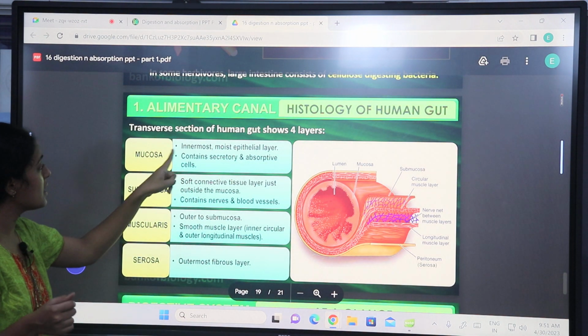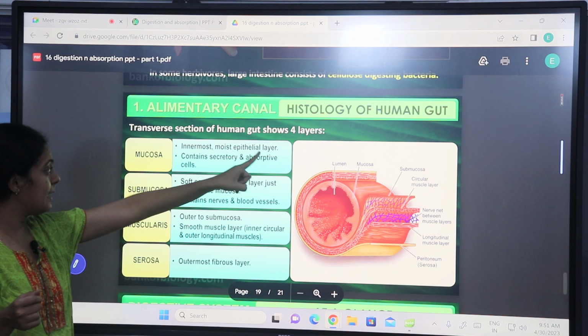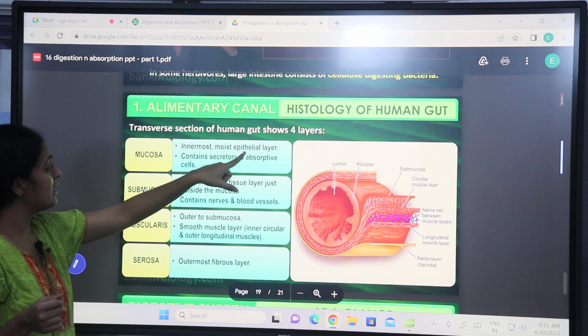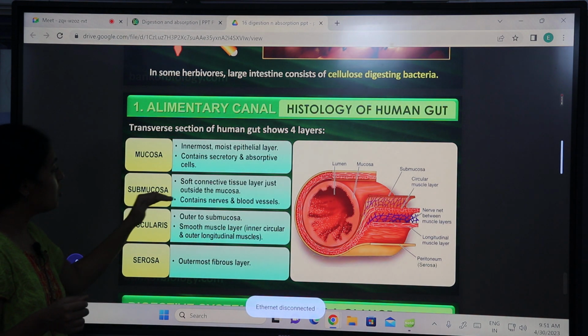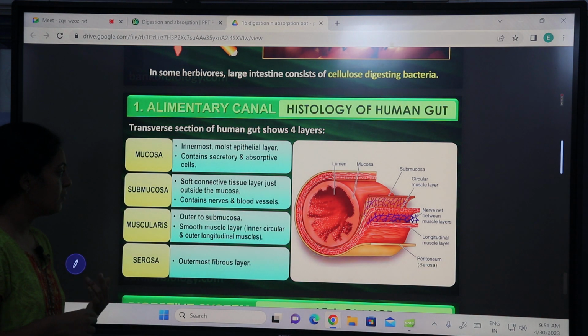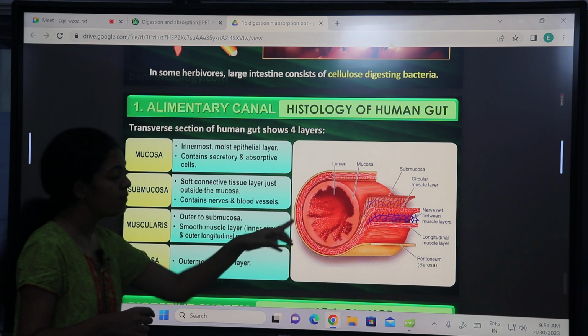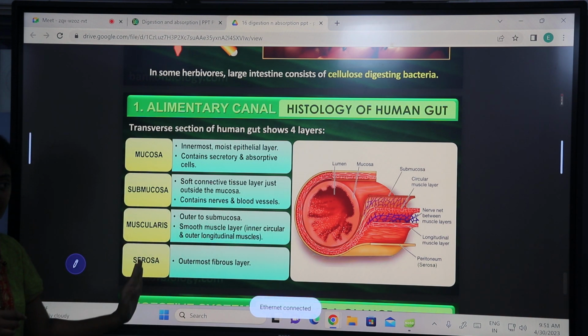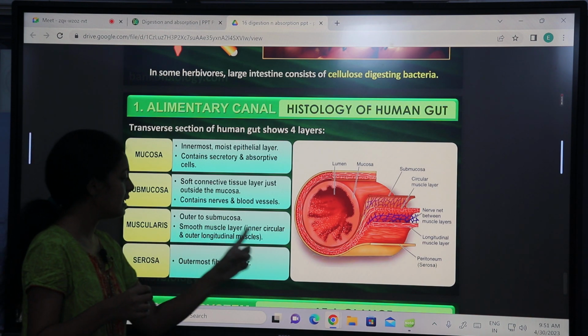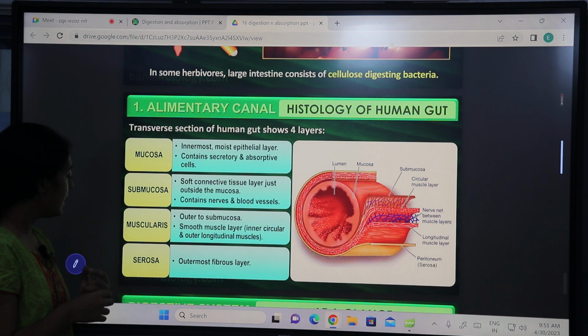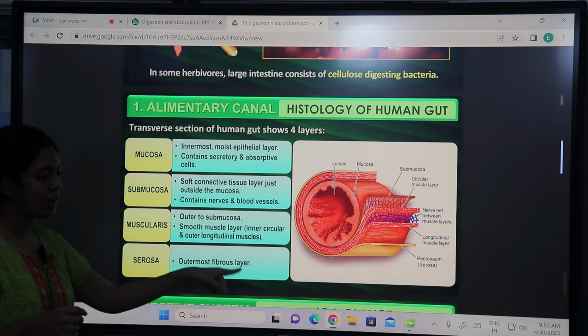Mucosa consists of an epithelial layer. It contains secretory and absorptive cells. Then you have submucosa. Submucosa contains connective tissue, nerves and blood vessels. Very important from the exam point of view. Then muscularis, obviously it contains muscles. What kind of muscle? They contain smooth muscles. And then you have serosa. Serosa is the fibrous layer.